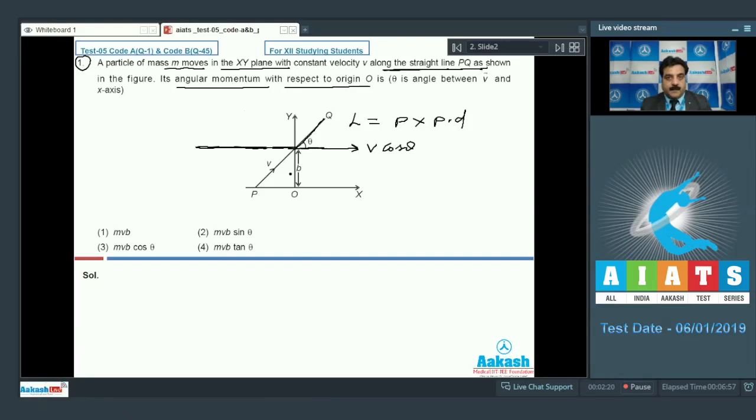So we need a perpendicular distance from the point O. B is the perpendicular distance because this is the line of motion. If I place the values, first I will write the linear momentum, that is mass into velocity, mv cos theta. Another thing is perpendicular distance, so we get mv cos theta times B, and this is the angular momentum. So we can say option number 3 will be correct. Let's move on to question number 2.